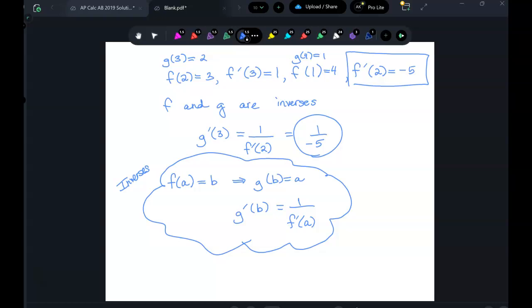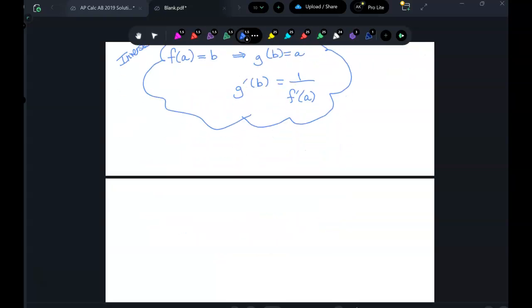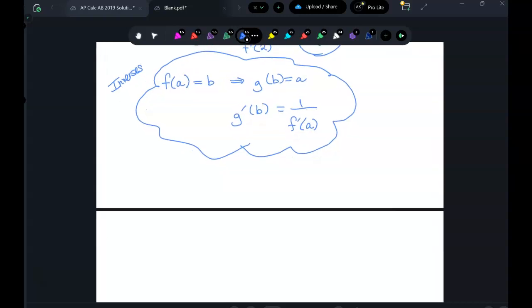Let me give you another. If I said F of negative 1 equals 2, and then I told you F prime of 2 equals 5, and G and F are inverses of each other, so I would say, what's G prime of 2?